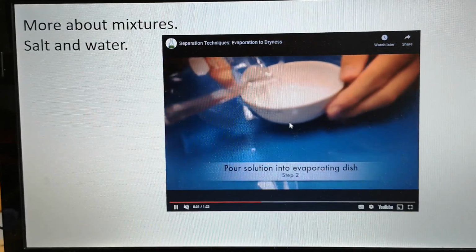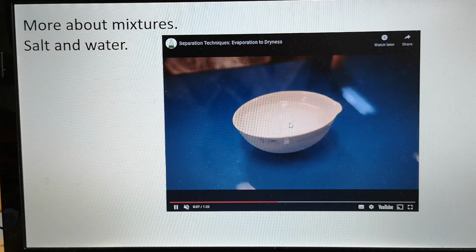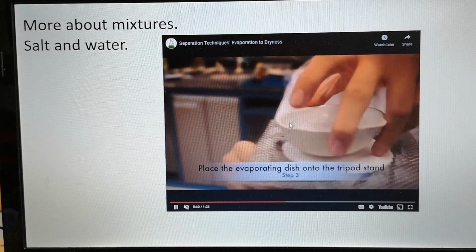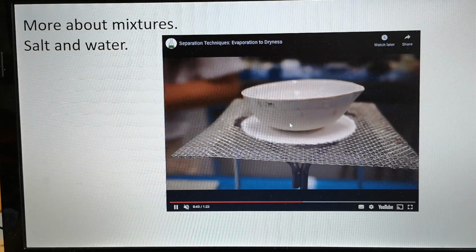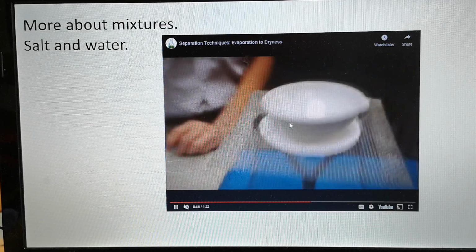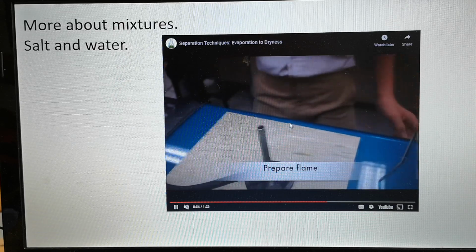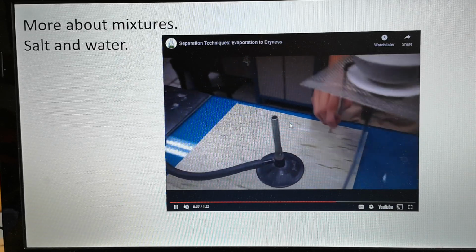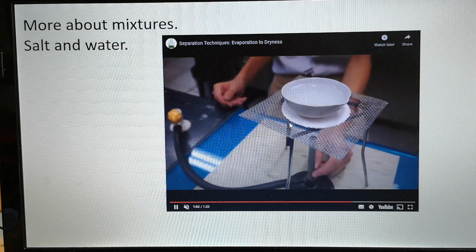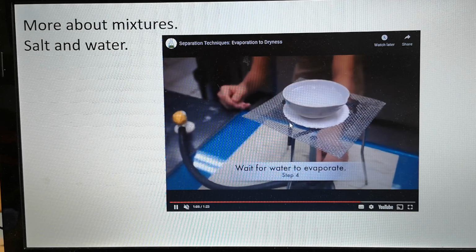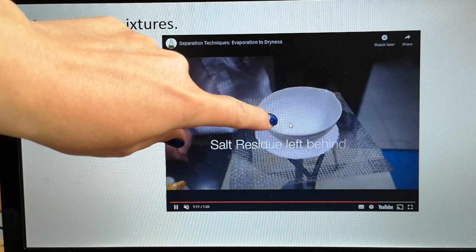Now this should give you a clue about how this process works, because we use evaporating basins to evaporate things. If you remember back to matter when we did changes of state, evaporation is when a liquid turns into a gas. We're using the fact that if we heat this water up, it will evaporate. So using the Bunsen burner to heat the solution in the evaporating basin, the water is going to heat up, evaporate, turn into gas, and just float away. And what we're going to be left with at the end is all the salt crystals.